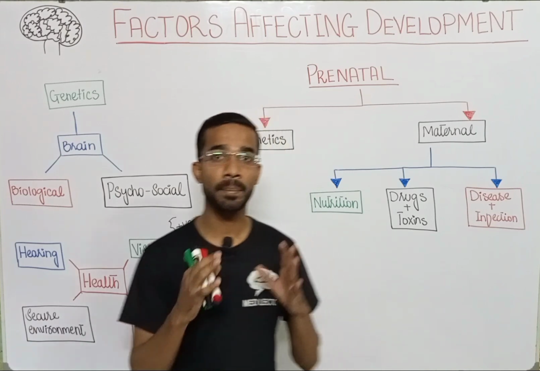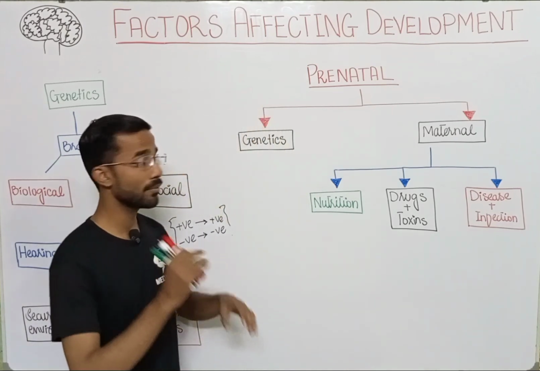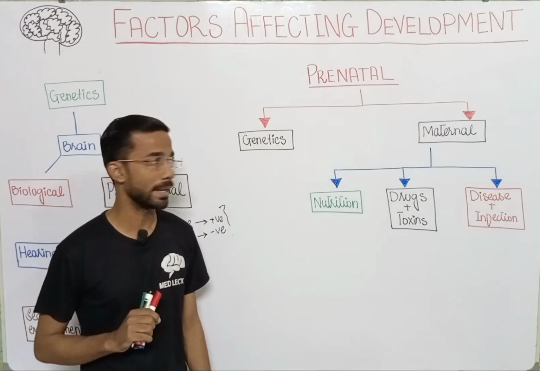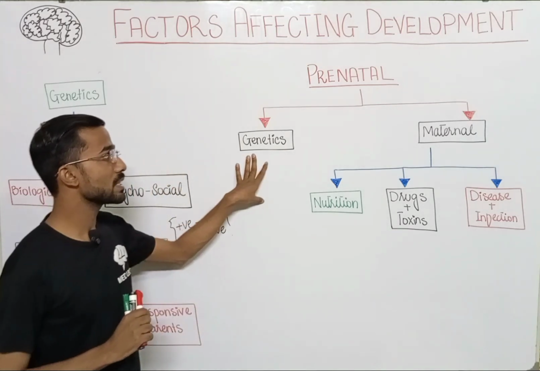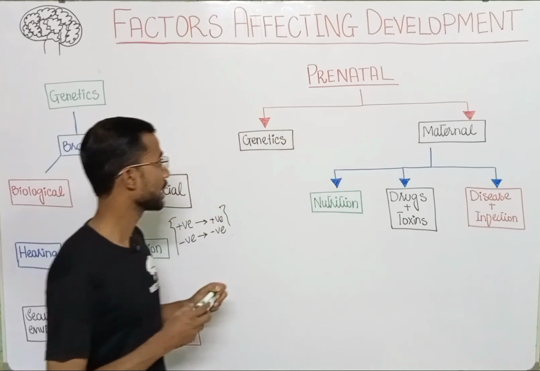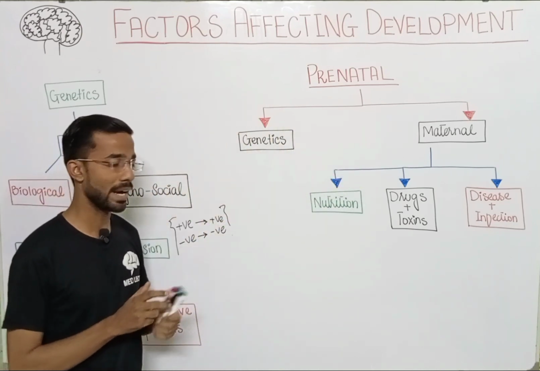Next, we will discuss the prenatal factors, most specifically those that are involved in the development of the brain. So first is the genetics, second is the maternal. Okay. First of all, we will discuss the genetic factor.